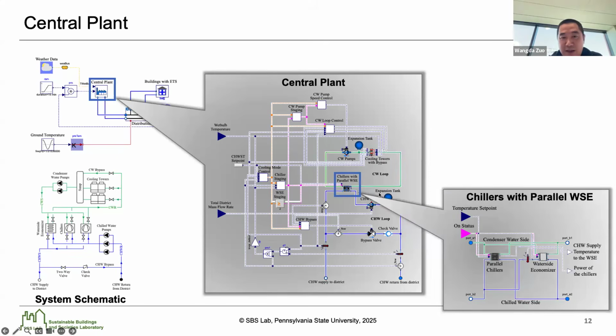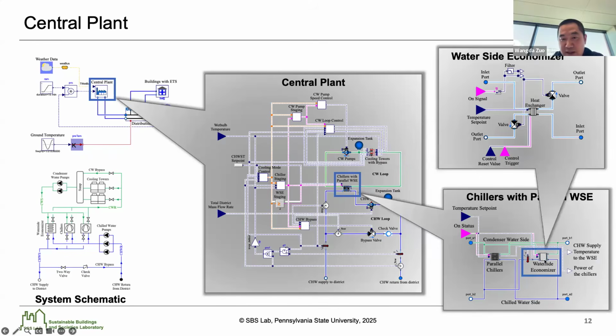And then here is the chillers with parallel water economizer. And then you can see my chillers. This is my water side economizer. If you open this, then you can see more details about the different valves, right? So by controlling the valves, I can determine if I want to enable or disable my water side economizer.